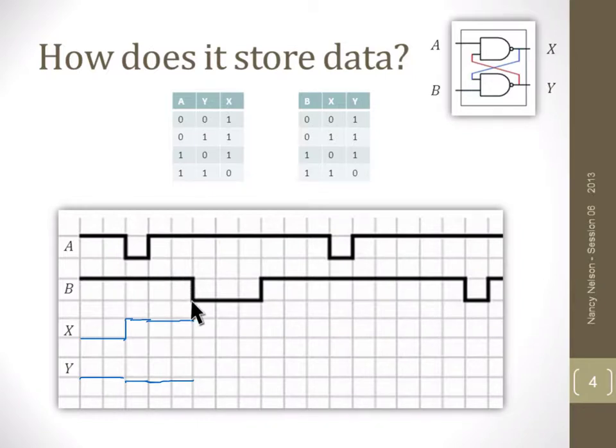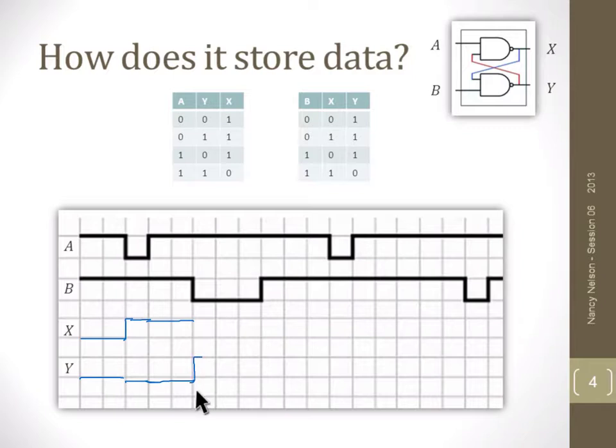So here we have B going from high to low. B affects the bottom NAND latch, or the bottom NAND gate in the latch. So B has gone low, so we're looking at one of these two cases here. X right now is high, so we're going to look at this second row where B is low, X is high, giving us an output of 1. So that means Y is going to change from low to high.